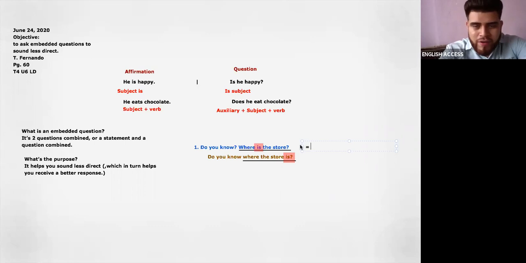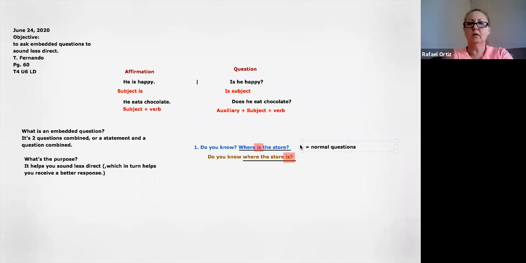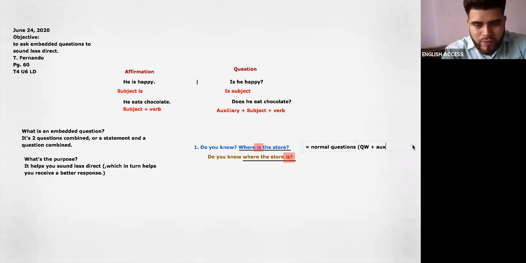These are normal questions, on the top. The normal questions have the question word plus auxiliary, or in this case, verb be, plus the subject.